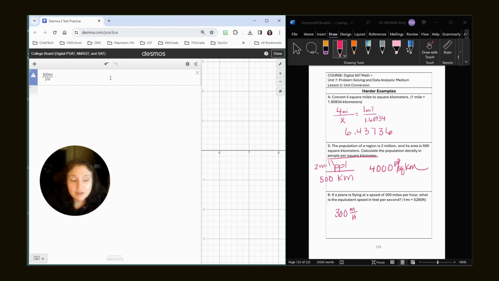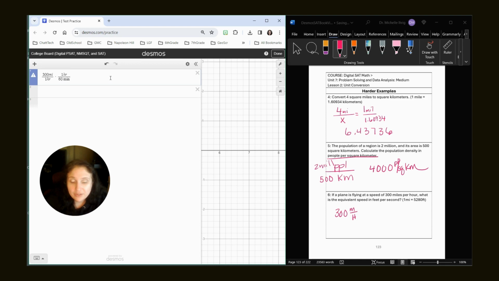Because we're doing a unit conversion from miles per hour to feet per second, we're going to multiply because the units don't match. In the previous ones, the units match, so we could do the equal sign and just cross multiply. All right, so we've got 300 miles per hour. So first we have to get rid of the hour label. So I'm going to put 1 hour on the top. And how many minutes are in an hour? 60 minutes.